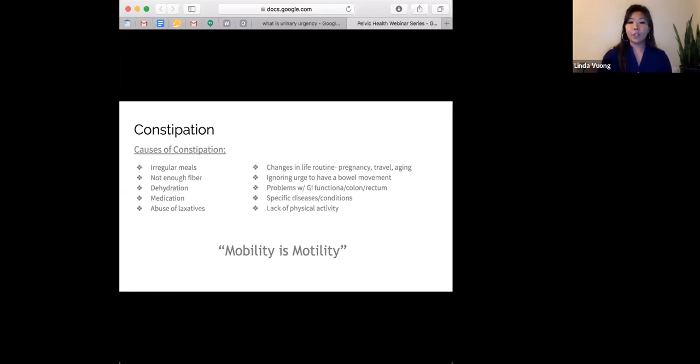Problems with GI function, colon or rectum. So if you have IBS, sometimes, depending on what type of GI issues you have, constipation may be a cause. And then specific diseases, lack of physical activity. So my big thing for a lot of patients is motility. The more you move, the more things move inside you, okay, which kind of brings things into the rectum.